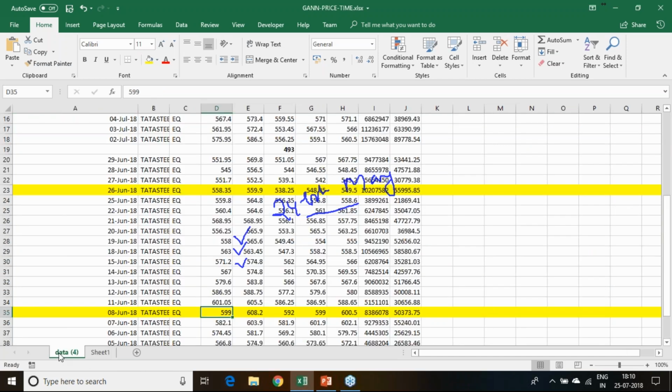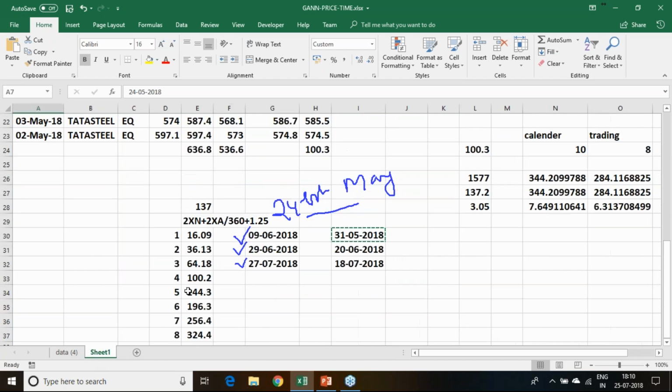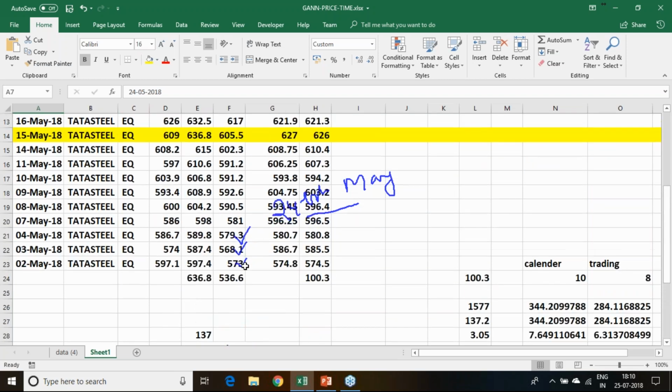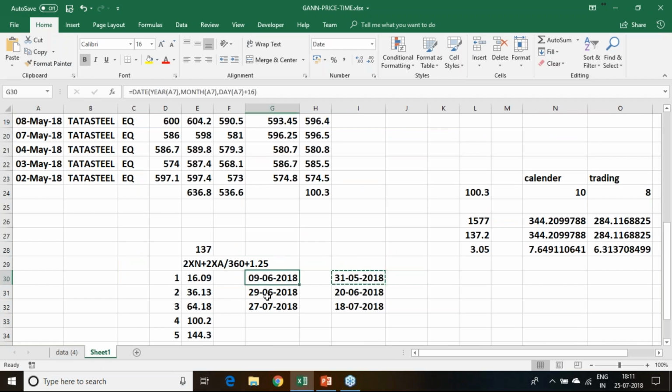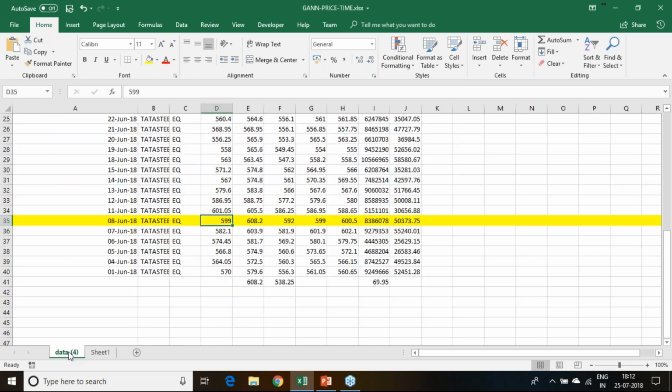What is the fact that happened? This is very important. Here I made the calculations based on the May month data. So let me move to the June month. I have calculated 9th June, 29th June and 27th July. These are the 3 days I will be finding some of the major top formation. So let me move to the June series and see whether on these days any relevance has happened.